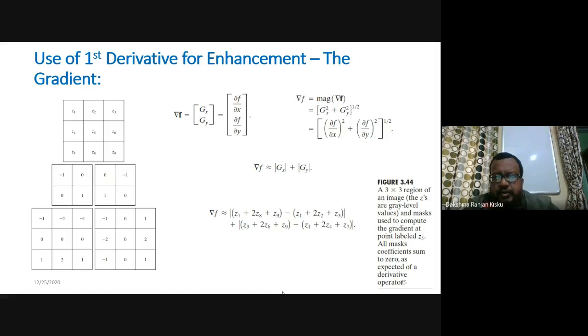Now there is a difference between the gradient and the magnitude of gradient. The gradient vector is a linear operator. But when you obtain the magnitude of gradient, since it uses squaring and root under square, it becomes a nonlinear operator. And the nonlinear form of the gradient gives us the isometric property. What is the effect of the isometric property?